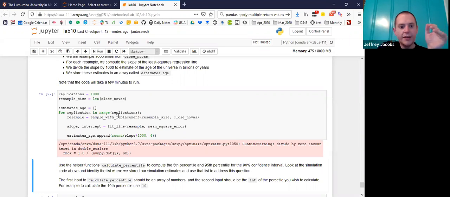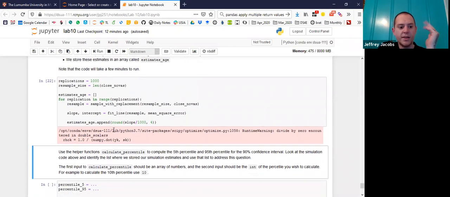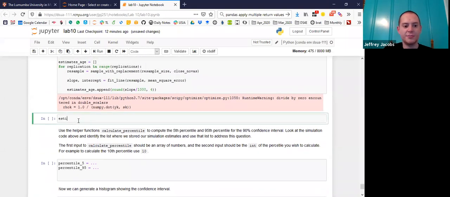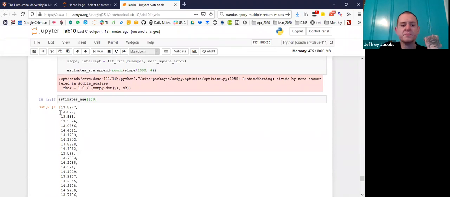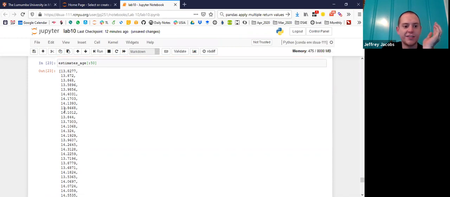So cool, it's finished. We've done 1,000 resamples, and for each one we have found the best fit line. Now we can print out our estimates, age. I'll just print the first 50, let's say. For this resample of the stars, we estimate 13.8277 billion years, whereas for this one, we estimate 14.1929.